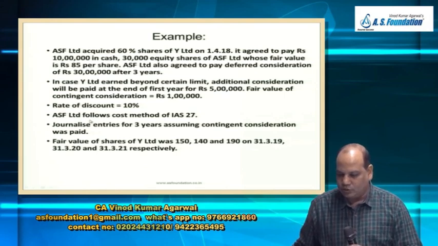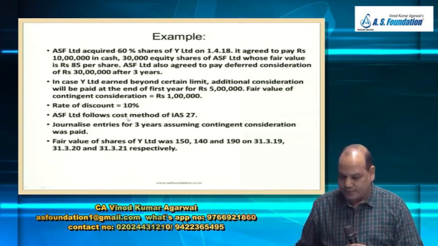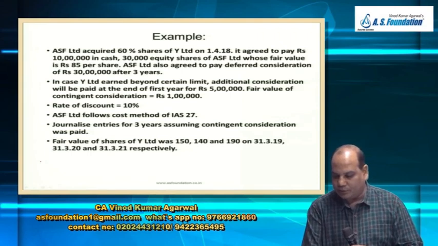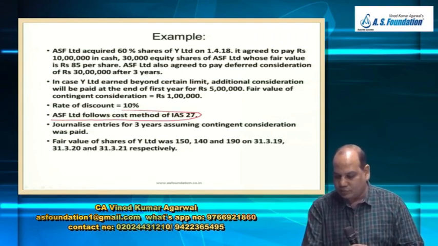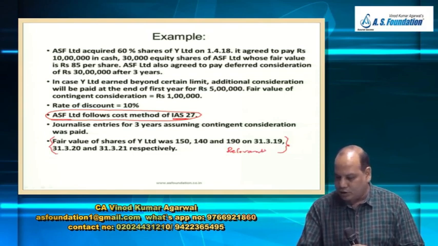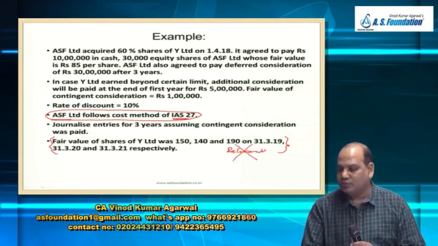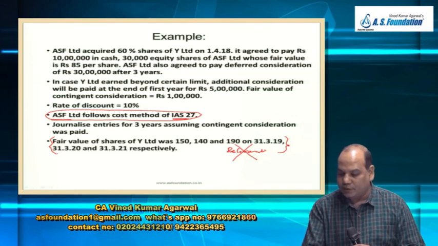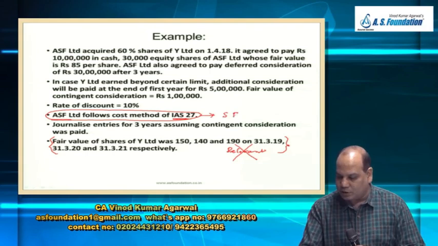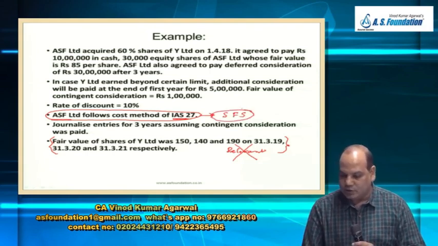So first thing you listen to me, this line says ASF follows cost method under IAS 27. So is this line relevant or not? Not relevant, because I am not going to change the carrying amount in the separate financial statement. This IAS 27 is applicable to separate financial statement.